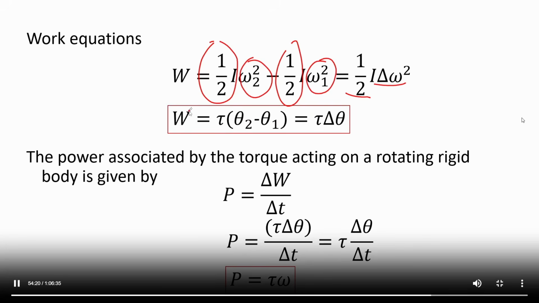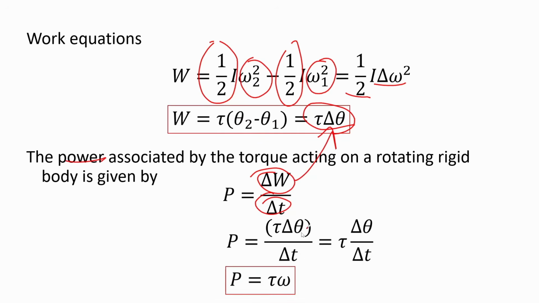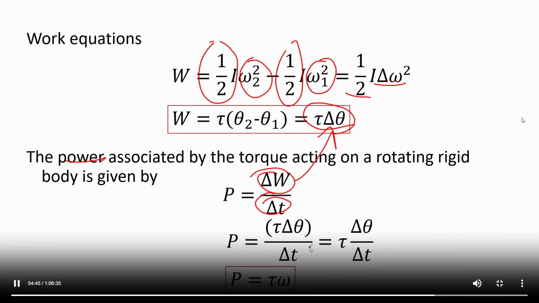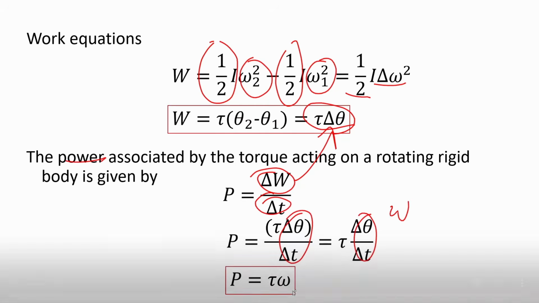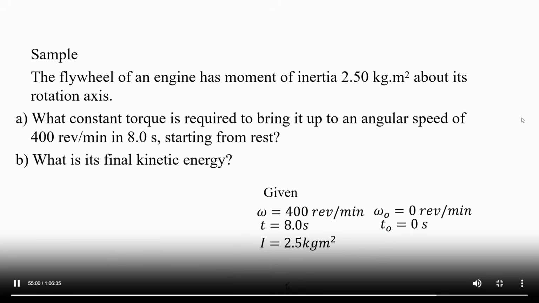So the work is equal to torque times change in angular position. Next is power. Power, if you remember, is the change of work over change in time. So if we know that work is torque times change in angular position over change in t, and this is angular velocity, then power is just the torque times the angular velocity. So that's it. Let's look at some examples.